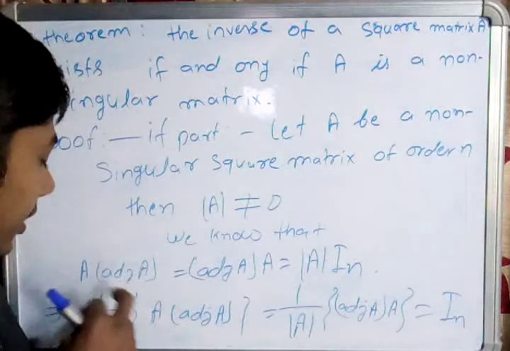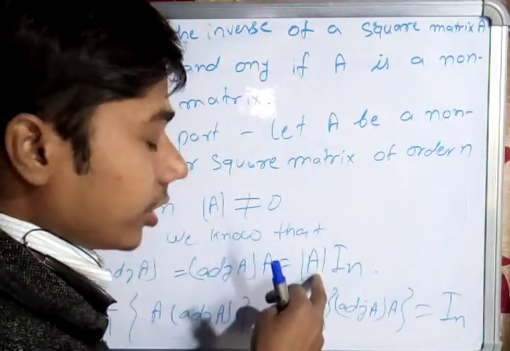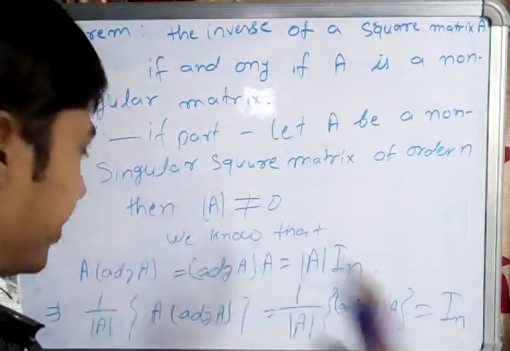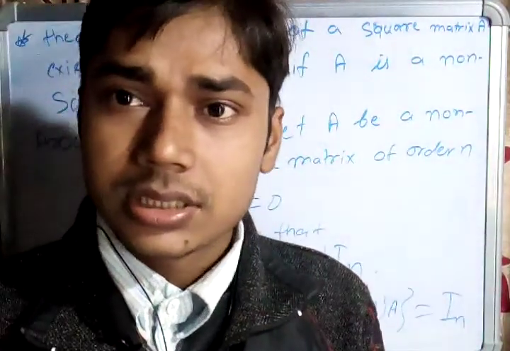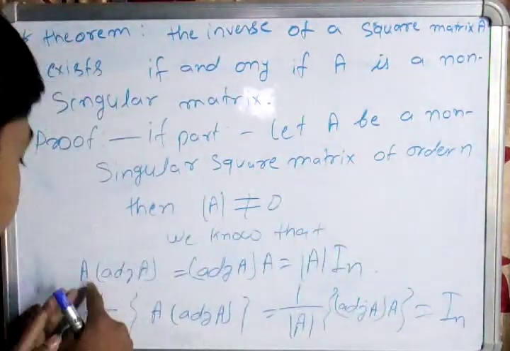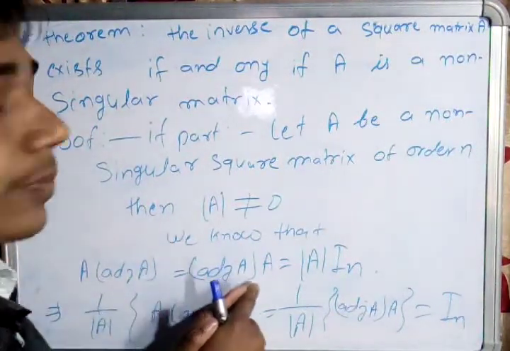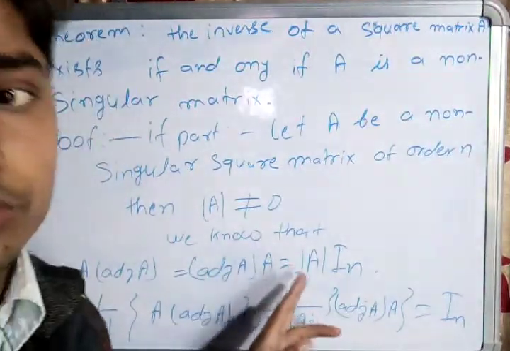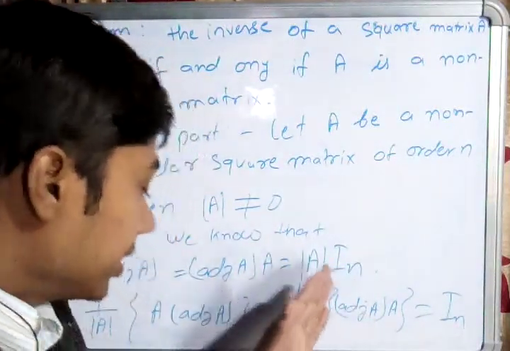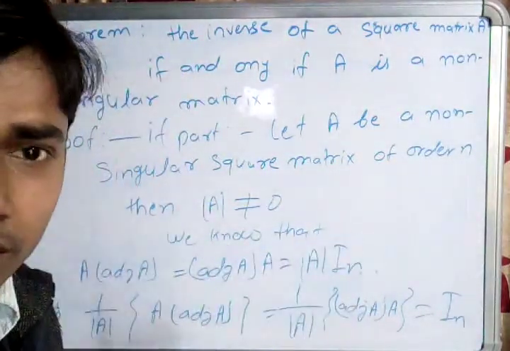A times adjoint of A is equal to determinant of A times the identity. In the previous theorem, for a square matrix of order n, we proved that A times adjoint of A is equal to adjoint of A times A, which is equal to determinant of A times the identity. We can see that both are equal to each other.